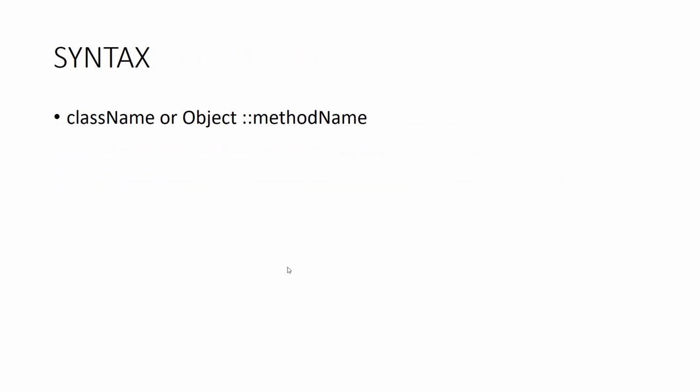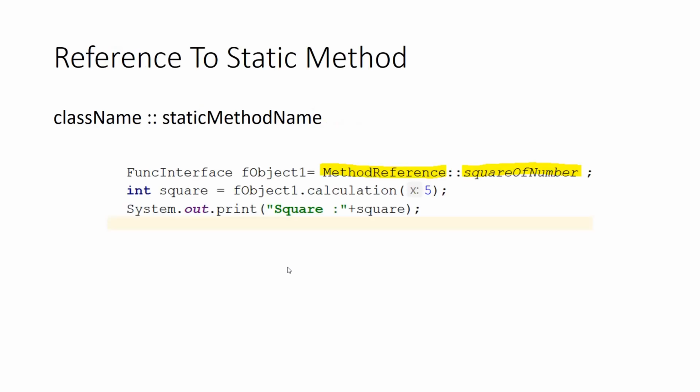Talking about the syntax of the method reference, we can have the class name or the object followed by double colon and the method you want to refer to. We can refer to a static method, we can refer to an instance method, we can also refer to a constructor. So the syntax for a static method is class name followed by double colon and the method you want to refer to. Without wasting time, let's directly jump to the coding part, which will make the concepts more clear.